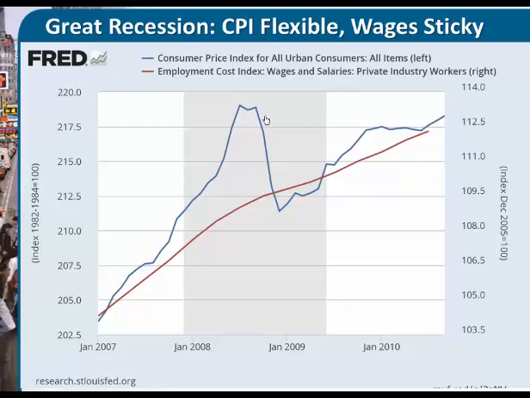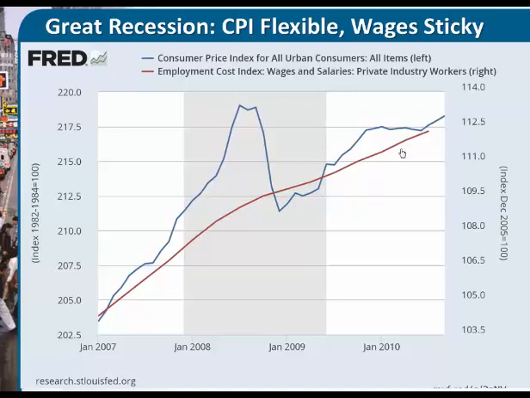In that time period, we had a significant drop in economic activity. Now look what happened. Despite the fact that unemployment went up and U6 was high, all we had was a break in the trend of wages. This is the employment cost index, wages and salaries for private industry workers, in red. It goes up with a steeper slope until about mid-2008, and then it starts to flatten out just a bit, but it continues on its way.